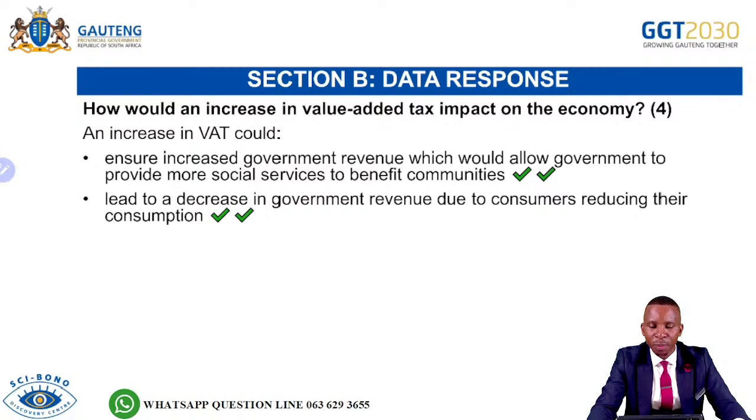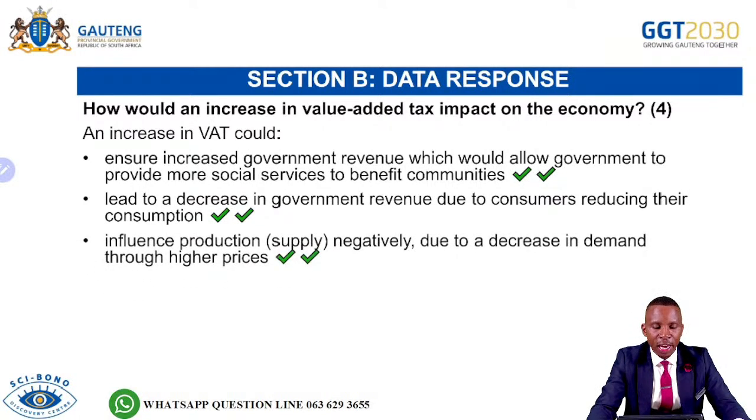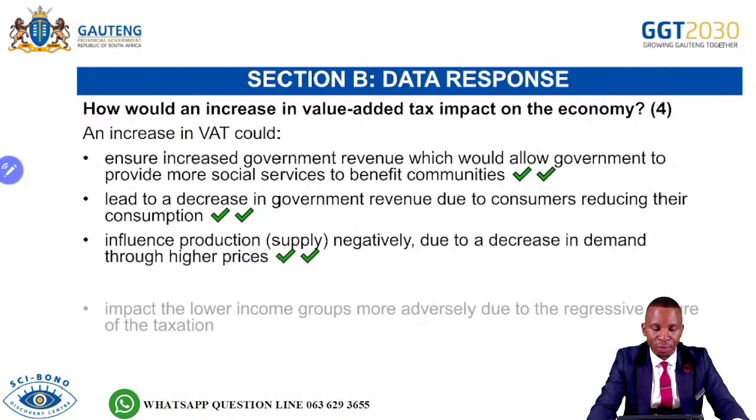Lead to a decrease in government revenue due to consumers reducing their spending. Since goods become more expensive, there will be less demand for some goods and services, which will reduce government tax revenues. Influence production or supply negatively due to a decrease in demand for goods and services. Because VAT will always increase selling prices, there will be lower demand, which will affect production negatively. Consumers will not be demanding much because goods become more expensive.